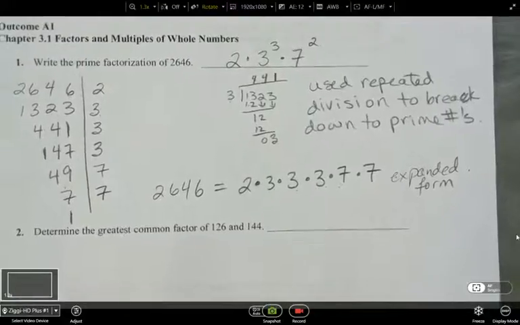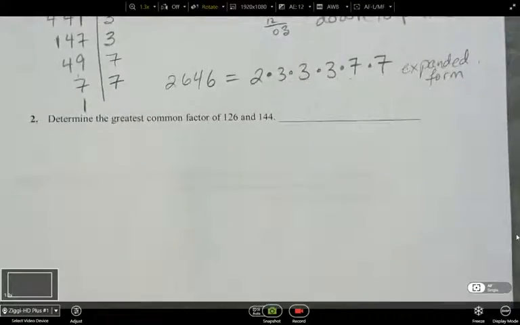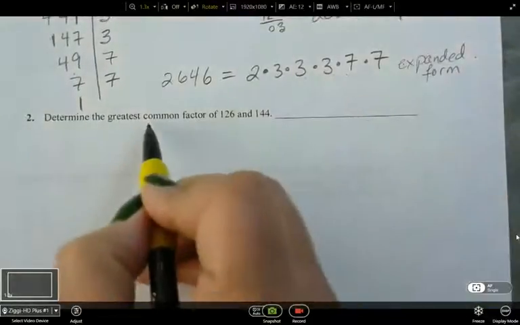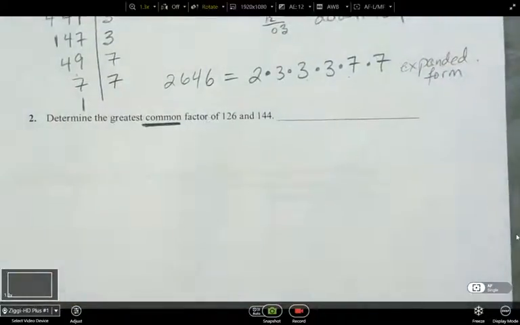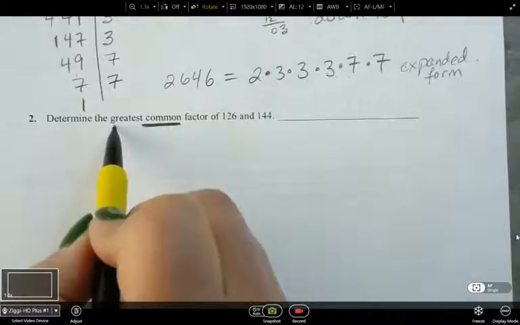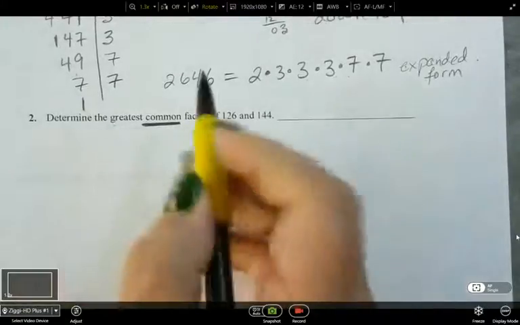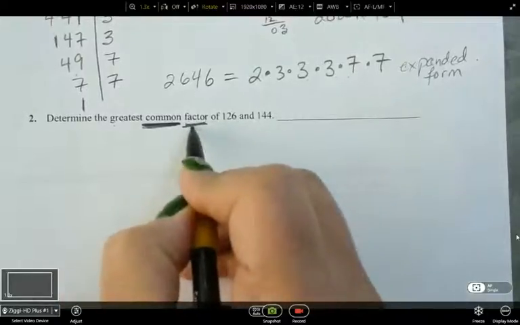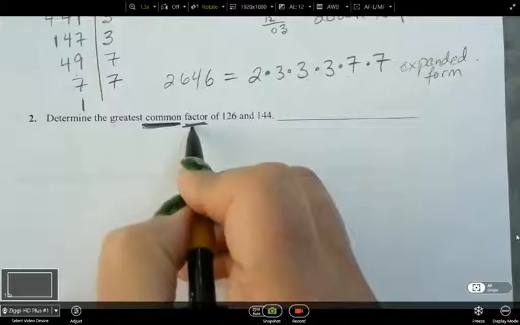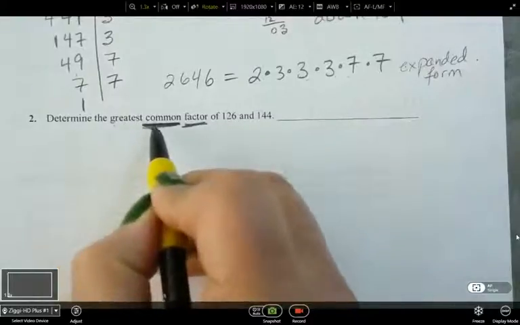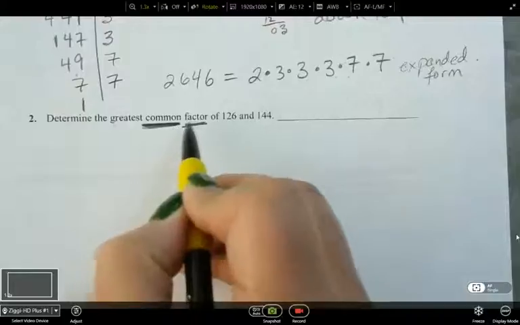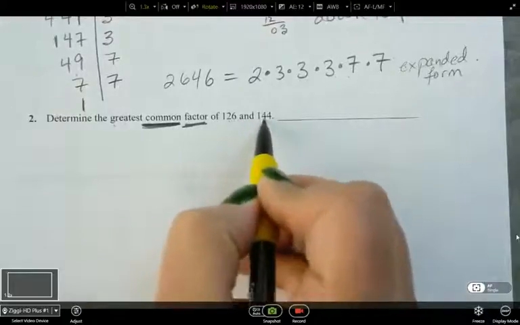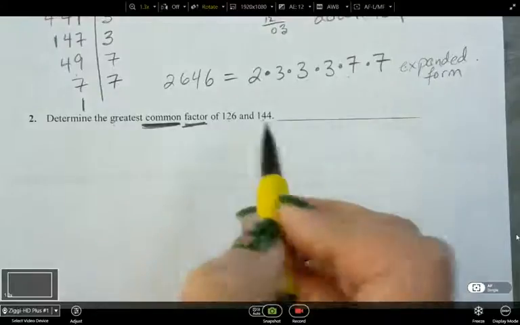Now for number 2, we need to determine the greatest common factor of 126 and 144. Now here, we have to remember a few key words. So what does greatest mean? Biggest, largest, right? What does common mean? They have the same. And then what does factor mean? Something that multiplies, or we could also say goes into. So we're looking for the biggest number that is the same that goes into both of these numbers. So we have to find the biggest common factor that they have.